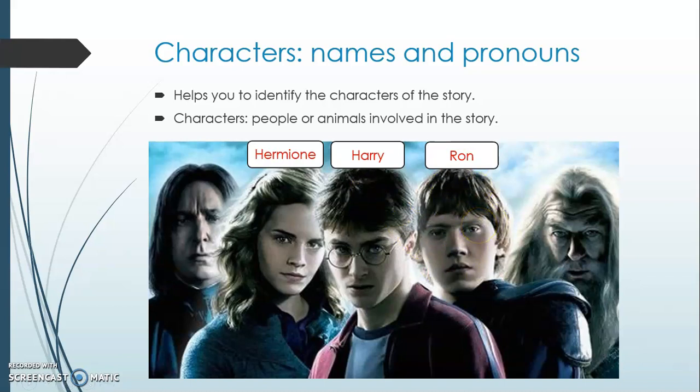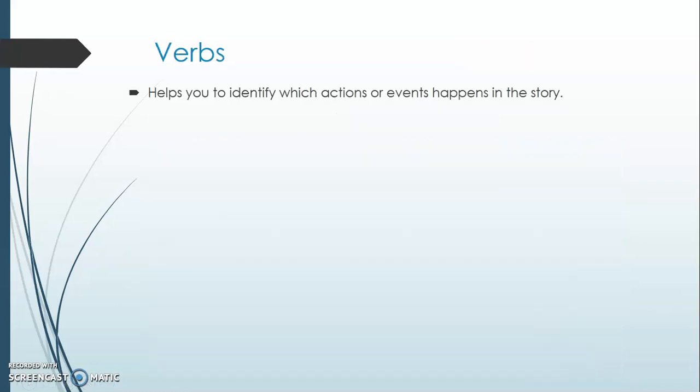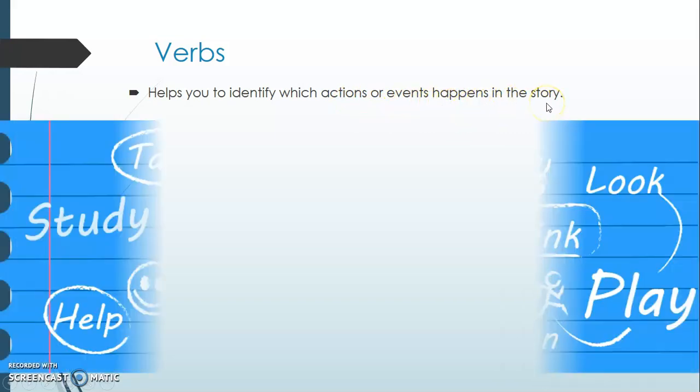So we have to check the name. It can be a name. In the book can say Harry or it can say he or they. So focus on that. We're going to speak about the verbs. So remember, the verbs help you to identify the actions. When we speak about verbs, we are speaking about actions or events. Okay? Acciones o eventos which happens in the story. Las acciones o eventos que ocurren en la historia, okay?